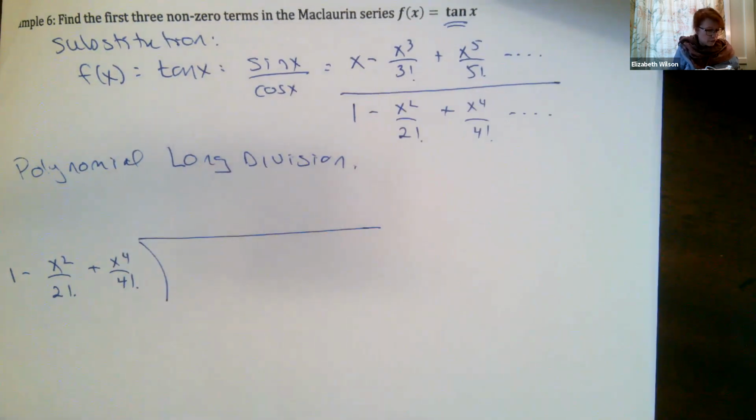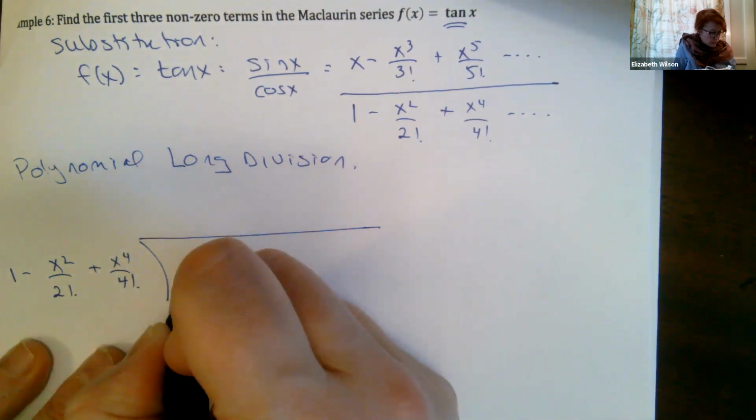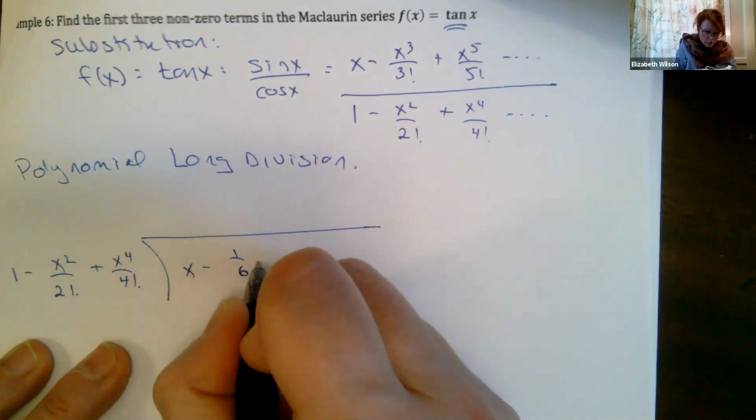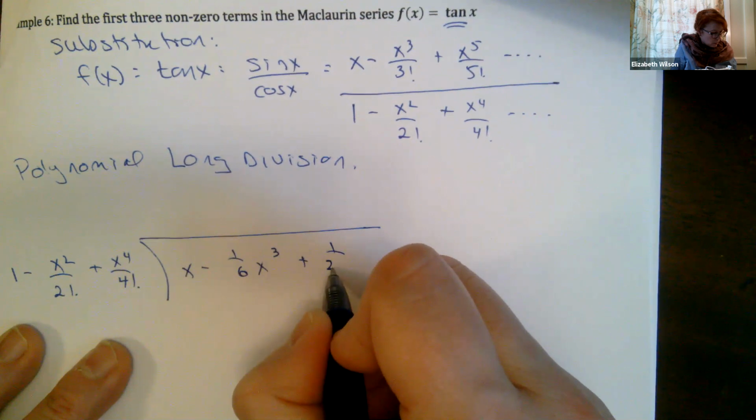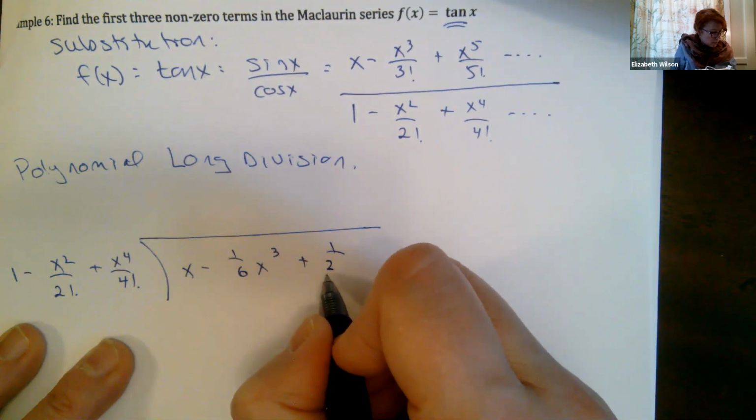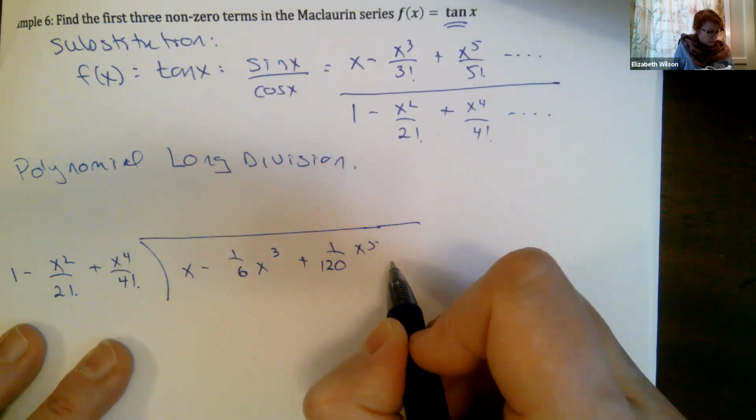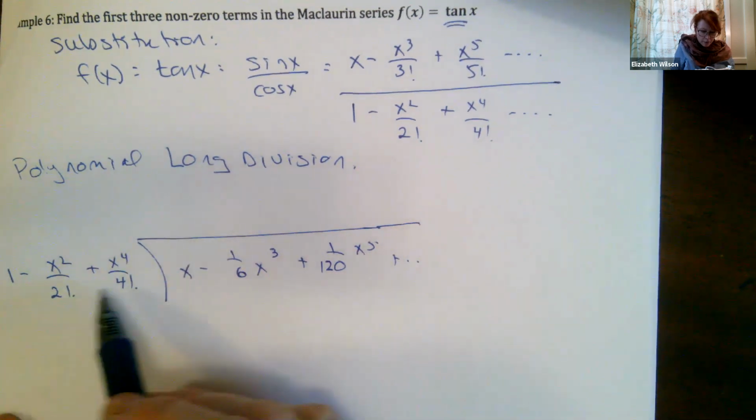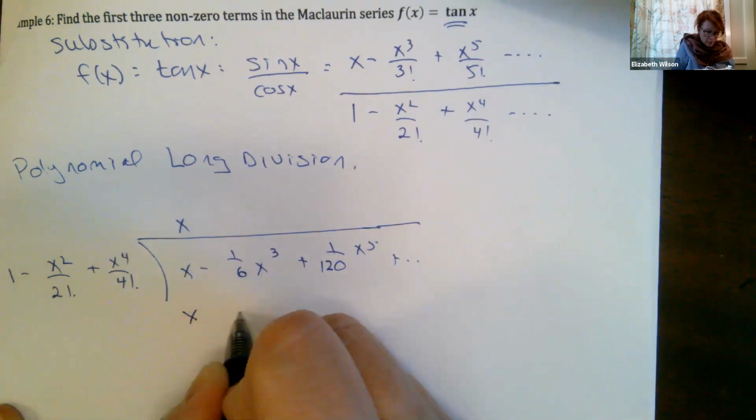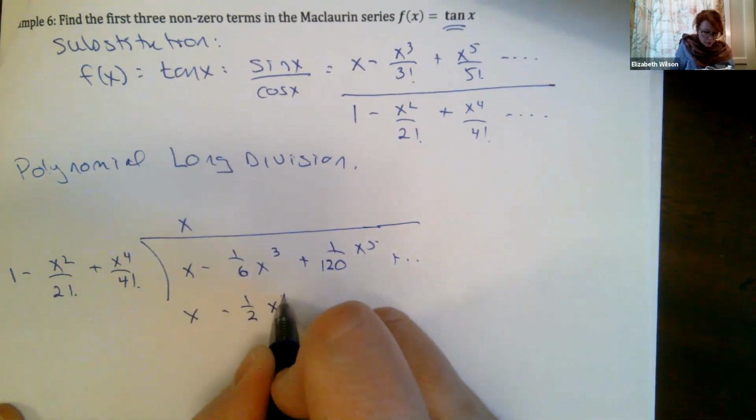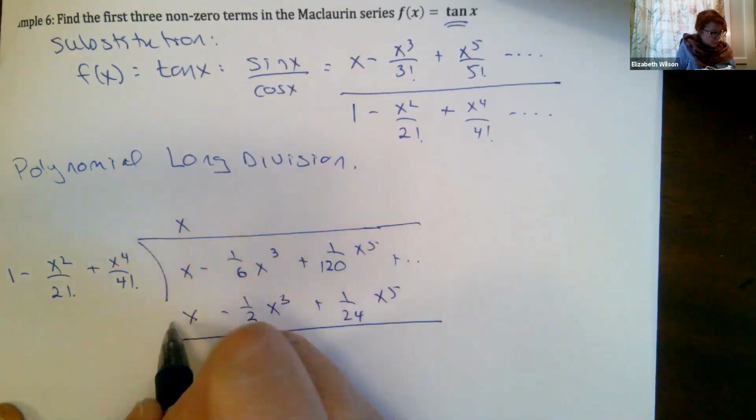Now what I need to do is put in my phantom terms probably. So I'm just going to write it out. This is going to be x minus 1/6 x cubed plus 1 over, what do I have? This should be 120 x to the 5th, and so on and so forth. Okay, so now I'm going to divide through this by that. I'm going to get x times, this is going to be x minus 1/2 x cubed plus 1/24 x to the 5th. And I'm going to flip all the signs.